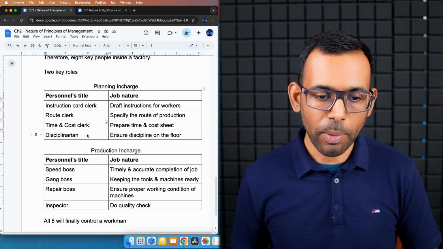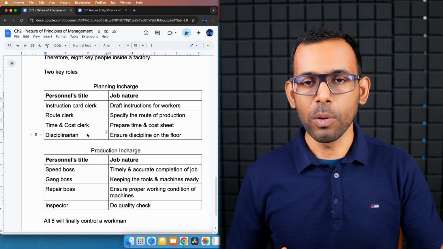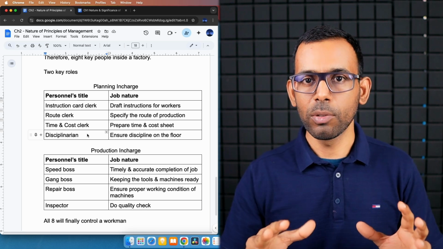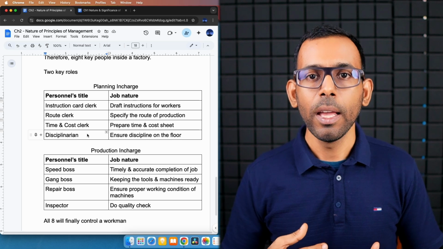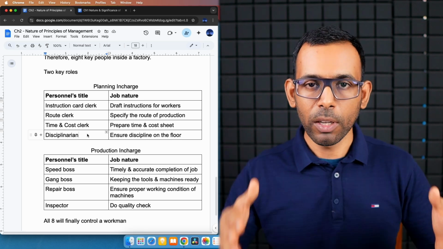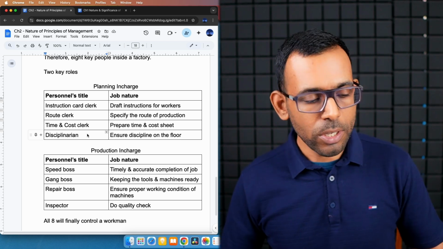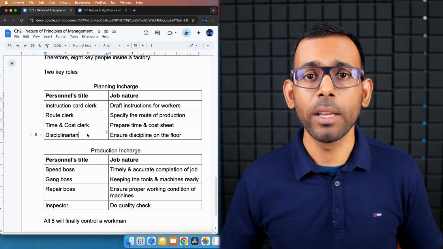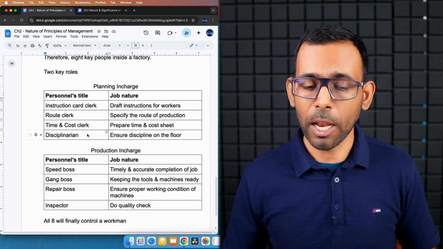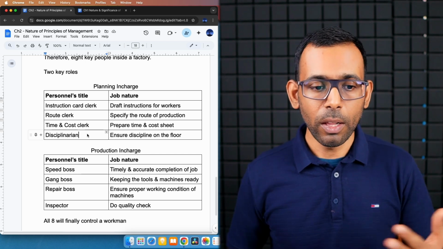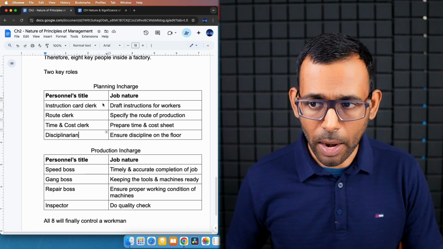And the last person in the planning department is disciplinarian. So this is exactly how it sounds. This guy's job is to be a moral supervisor who will go on rounds inside the factory and he will make sure that the workers are actually doing the work and they are not slacking off, doing chit chat or taking unnecessarily long breaks or doing the work in a very, very slow or inefficient manner. All these things will come under his responsibility. So those are the 4 people under planning department.